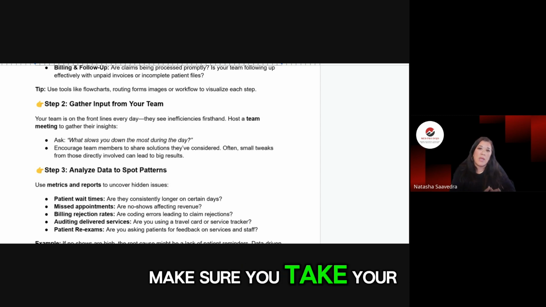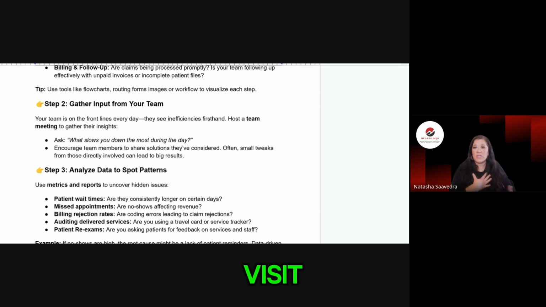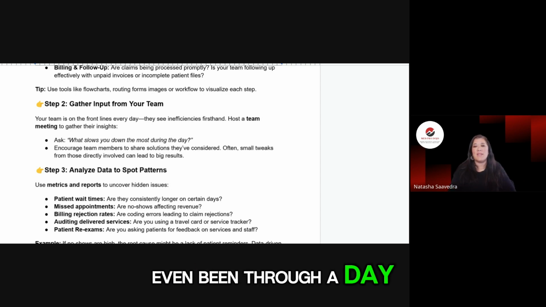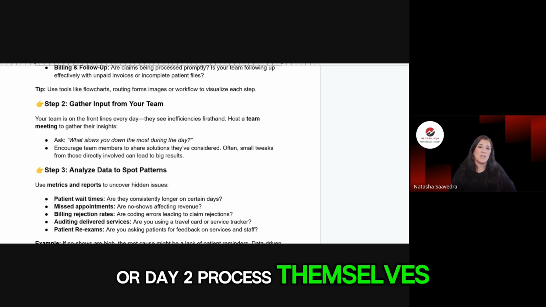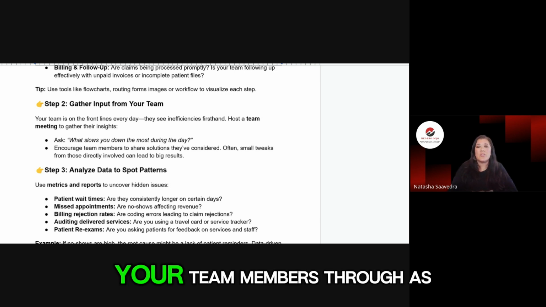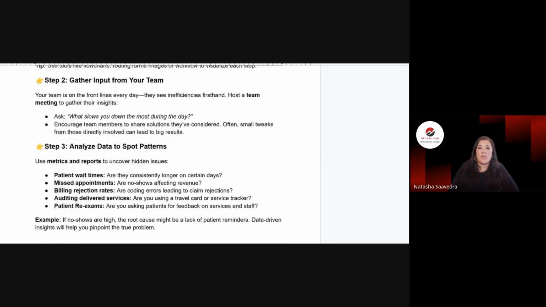Make sure you take your team through the process as well. So many offices that we visit and go to do the trainings, the team members have not even been through a day 1 or day 2 process themselves. They don't know what happens in a re-exam. So take your team members through as if they're a patient. This will help too. Gather input from your team.